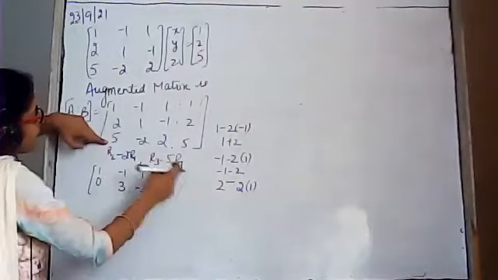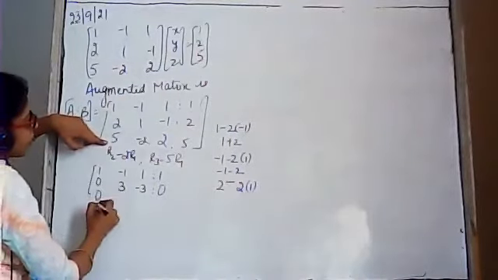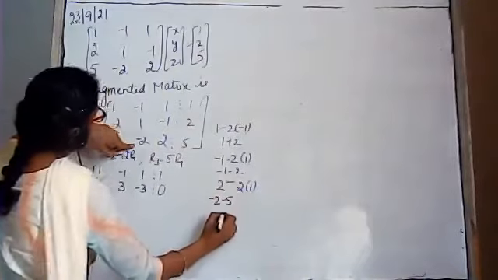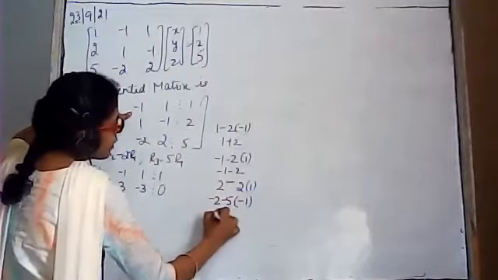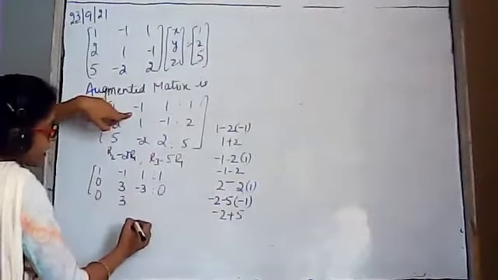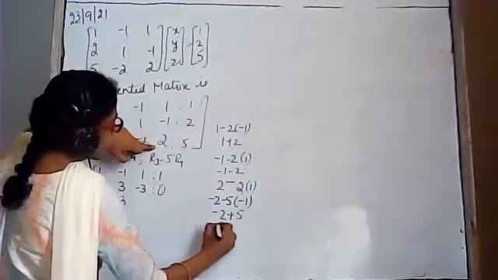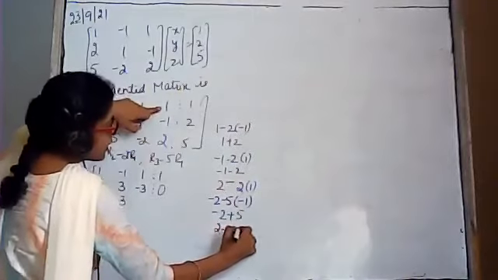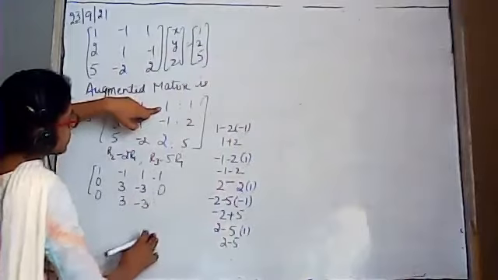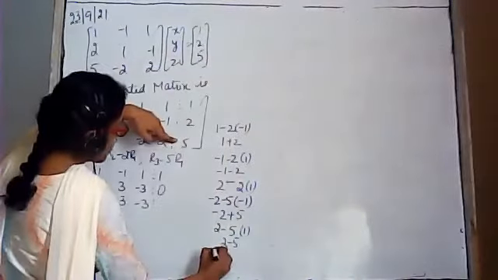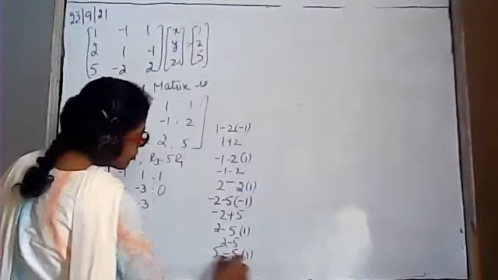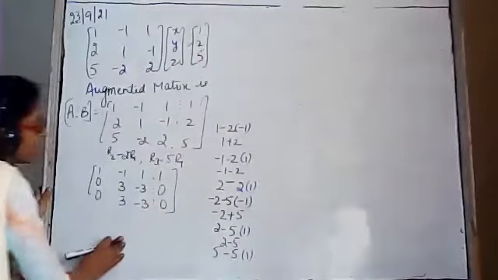After that, R3 minus 5R1: 5 minus 5 will be 0. R3 element is minus 2 minus 5 times R1, minus 2 plus 5 will be 3. Again R3: this is 2 minus 5 times R1, 2 minus 5 is minus 3. R3 is 5 minus 5 times R1, this is 1, 5 minus 5 will be 0.